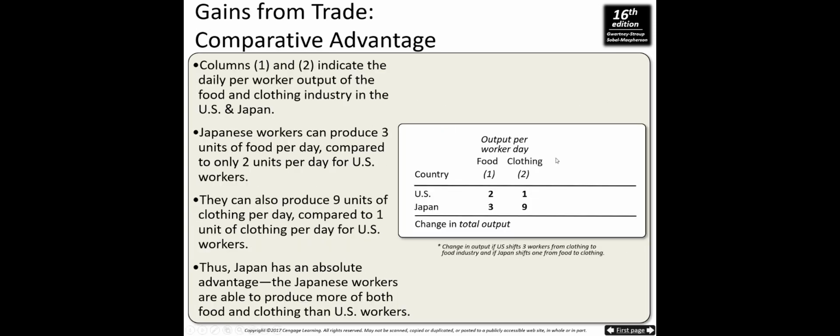Here is one example that you see on the screen. We have two countries, US and Japan, and two goods, food and clothing. Japanese workers can produce 3 units of food per day compared to only 2 units per day for US workers. Japanese workers can also produce 9 units of clothing per day compared to 1 unit of clothing per day for US workers. So that means Japan is producing more output for both products listed on this table, 3 versus 2 and 9 versus 1. That means Japan has an absolute advantage.